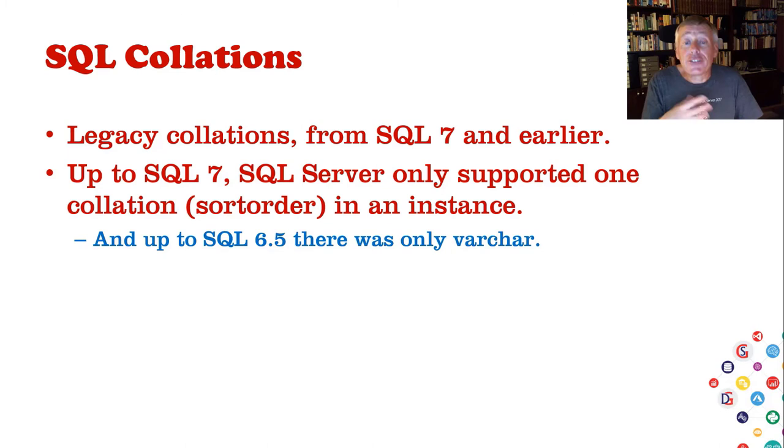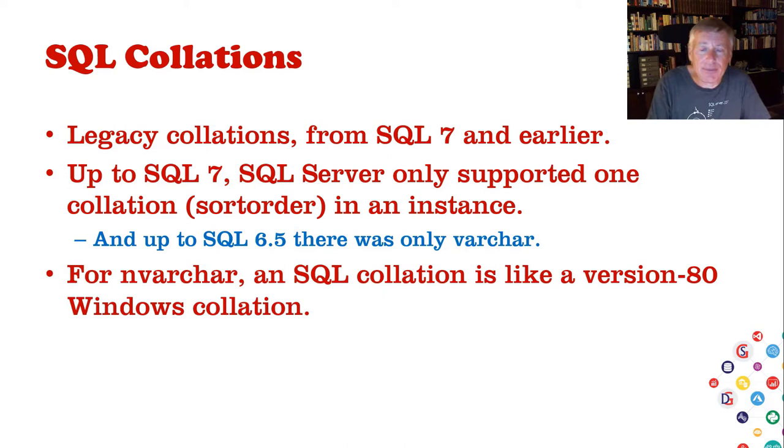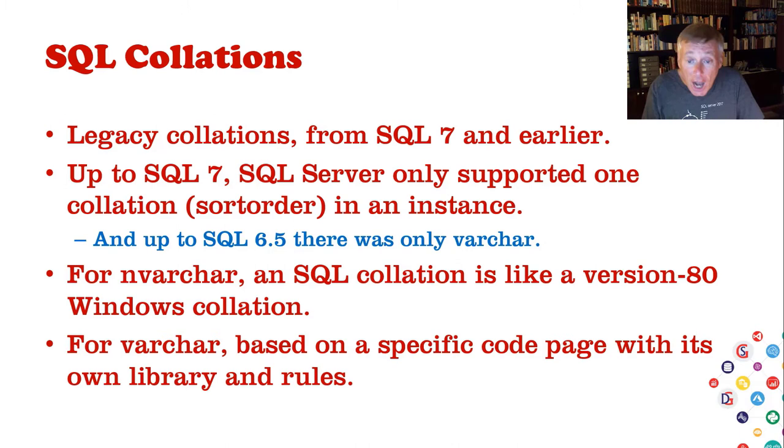So with a SQL collation, for nvarchar, it's quite much like a version 80 Windows collation, with the same Unicode support when it comes to code points and the same kind of rules. For varchar, it's a completely different ballgame. It's tied to specific code pages, so it's not the same as the Windows collation, but has its own library and rules.